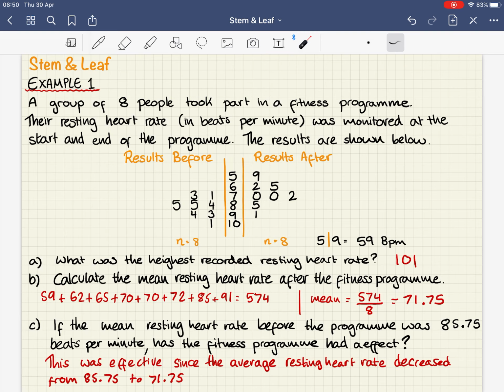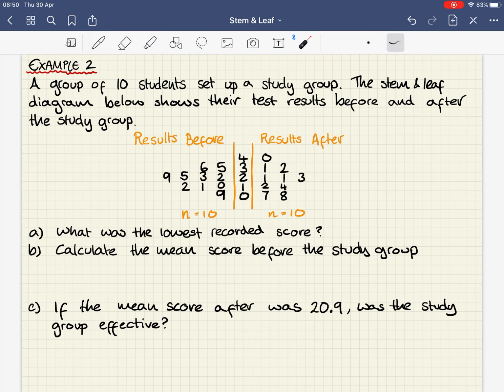Okay, so next one then. A group of 10 students set up a study group. A stem and leaf diagram below shows their test results before and after the study group. So, what was the lowest recorded score? So, I'll look down here, look for my lowest tens column. This bit here, my 0, that's going to be my lowest. And so, on the left-hand side, I have 9. On the right hand side, I have 7 and 8. So my lowest score is just going to be 7.